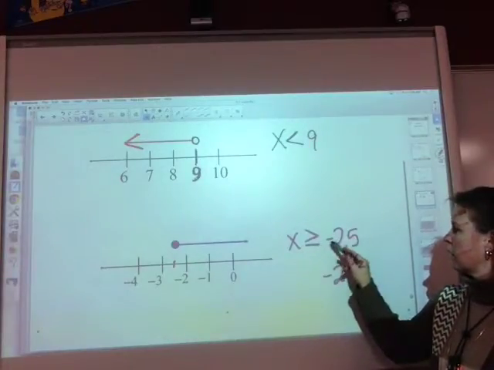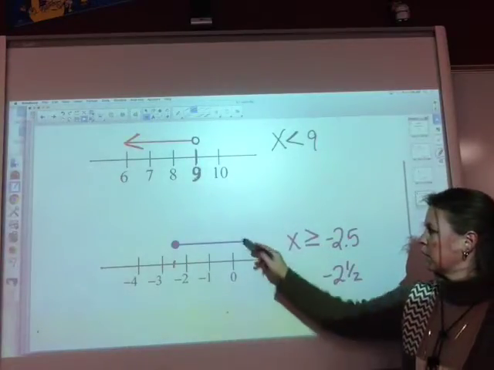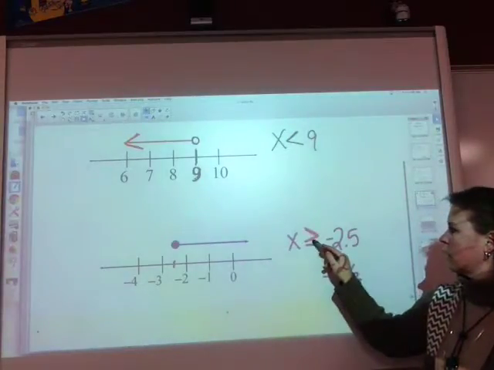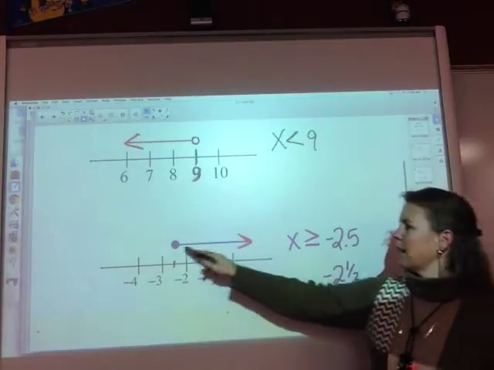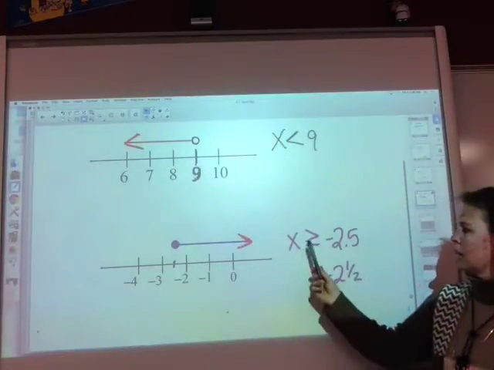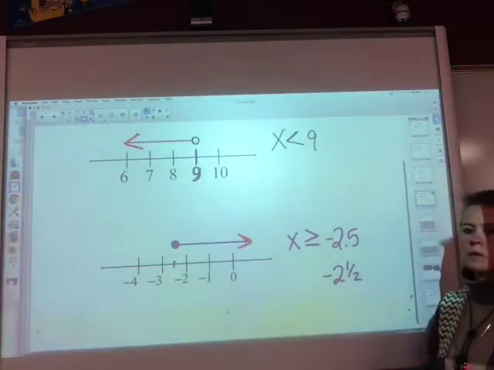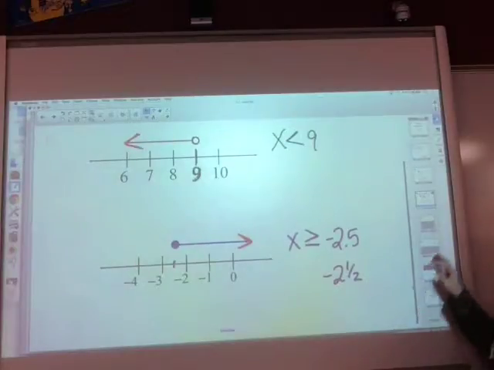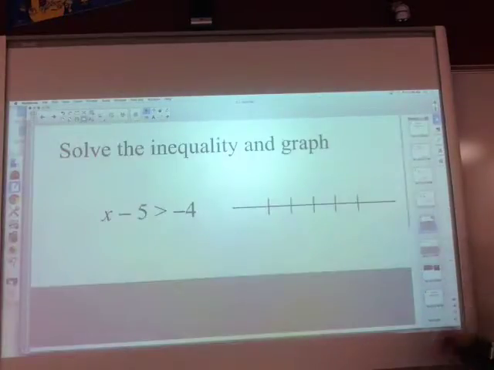X is greater than or equal to -2.5. We'll check again with the red arrow. Greater than, greater than. Solid dot, solid underline. All of the numbers x are bigger than -2.5. That one was a little tougher because of the decimal, but you can handle it.